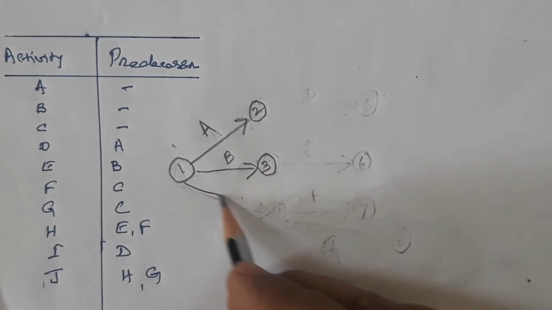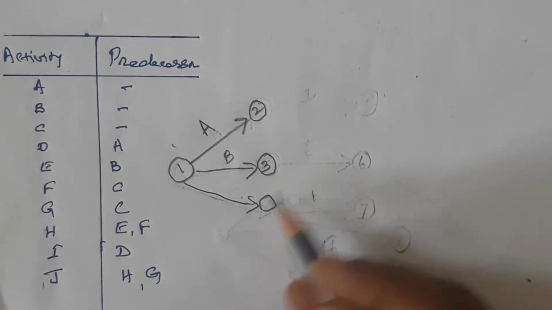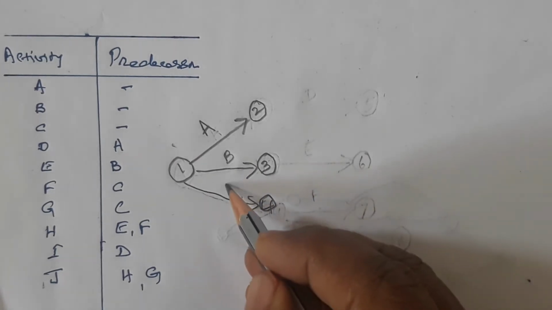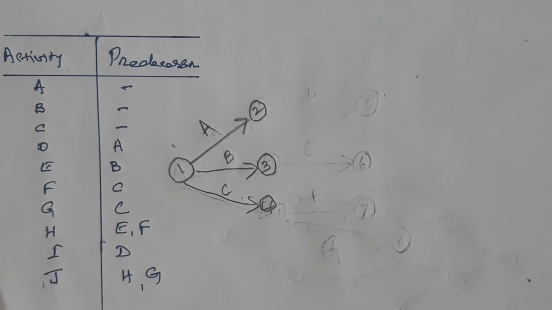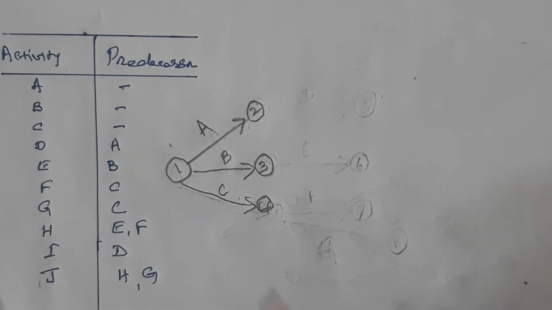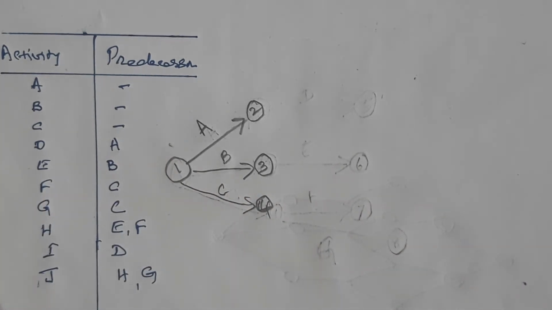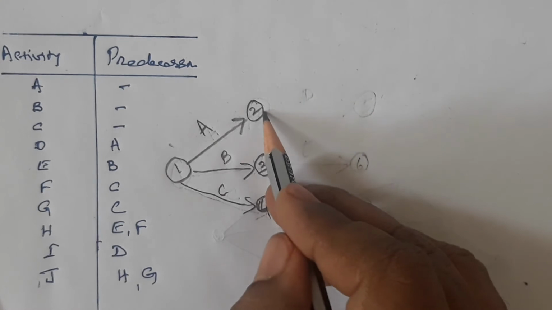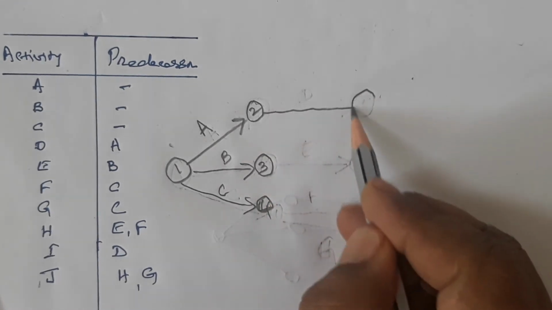A, B, C are independent activities. We need not wait for completion of some other activity. So we have completed A, B, C. Now let us look at D. D should start after completion of A. It means here A is completed, so we can start D.